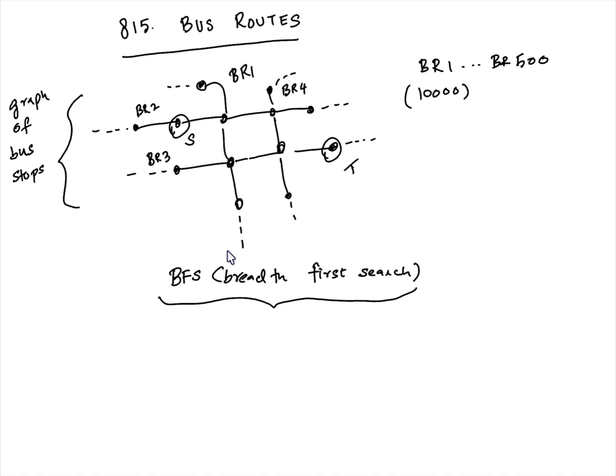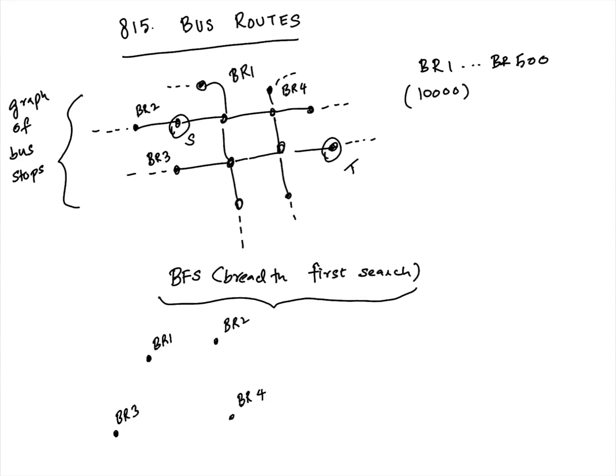So what we really want to optimize for is not on a graph of bus stops, but rather a graph of bus routes, because we want to minimize the number of routes that we encounter, because each route is a bus, so we want to minimize that number. So what does that look like in a graph?